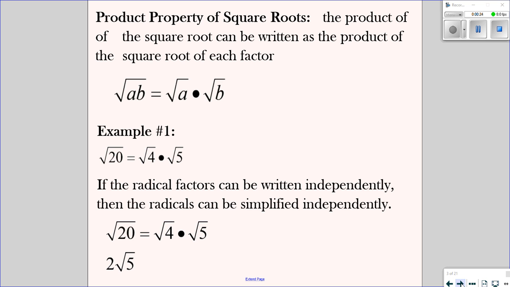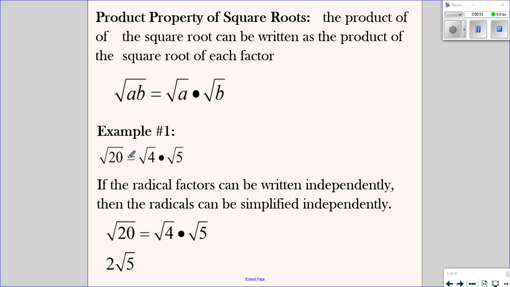Okay, so the product property of square roots is basically that the square root of a product can be written as a product of the square roots of each factor. So we have the square root of a times b, which is equal to the square root of a, and then with your symbol for multiplication, times the square root of b. So you can split whatever is underneath the radical. If it's multiplied to each other, you can split it into its extended form.